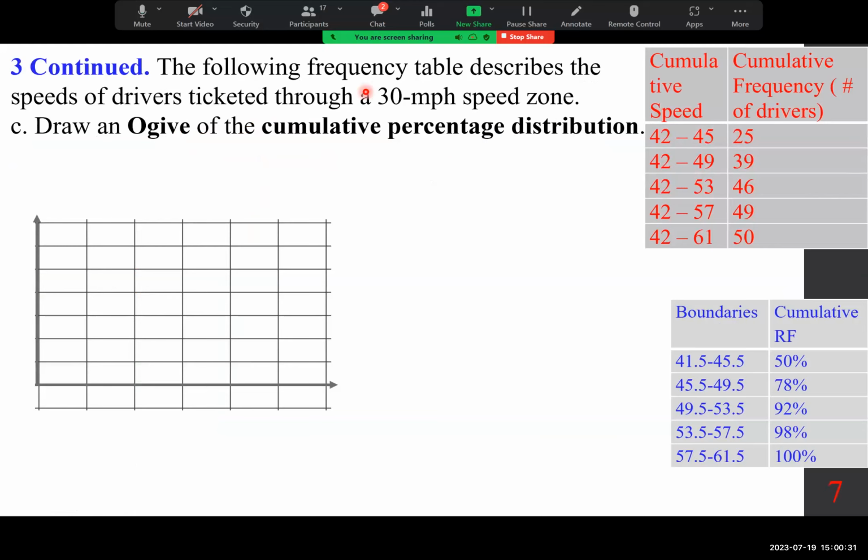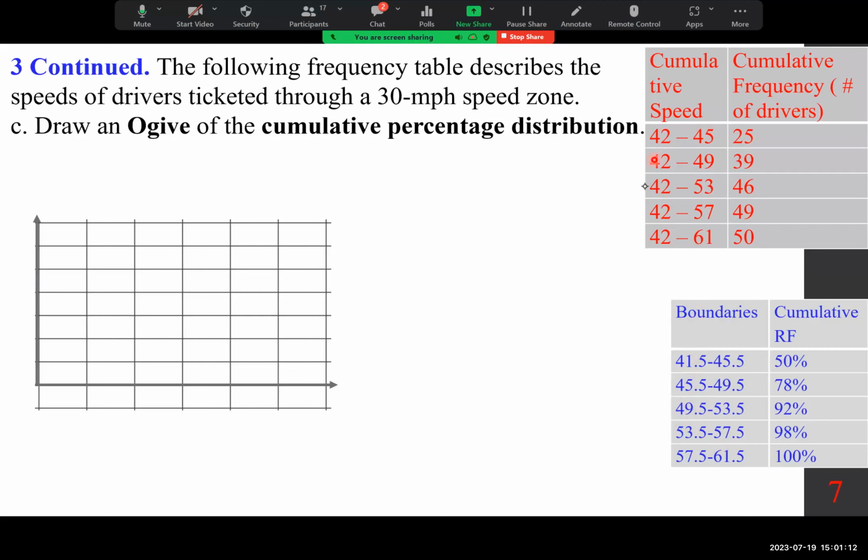Now, we are looking at the same question, part C. The following frequency table describes the speed of drivers to get through a 30 miles per hour speed zone. Draw an ogive of the cumulative percentage distribution. So we're going to go with the percentage. And so when we go with the percentage, we had this, and we use the boundaries from question number 2. Okay, so I hope you remember that.